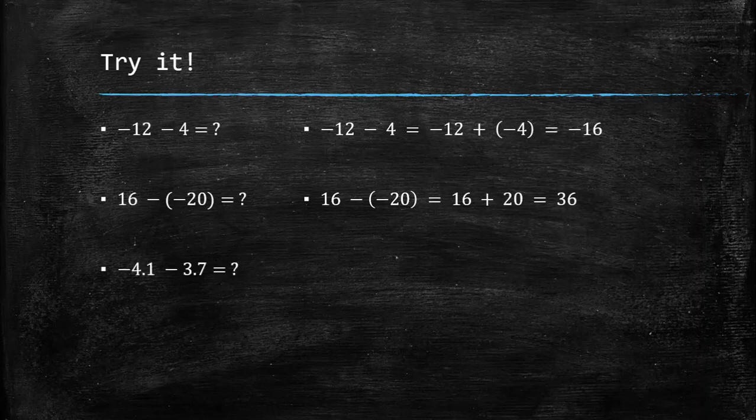And then finally, negative 4.1 minus 3.7. So that's negative 4.1 plus a negative 3.7. They have the same sign. We add up the absolute values to get 7.8, and it's a negative 7.8 because both of our numbers are negative.